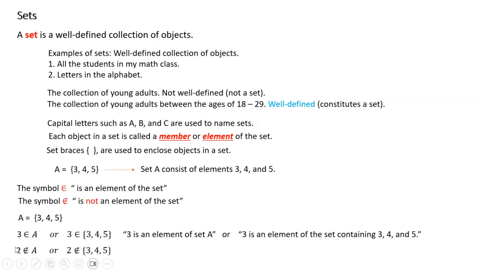This is also true: 2 is not an element of A, because 2 is not in the set A. Or 2 is not an element of the set containing the elements 3, 4, and 5. And this is how you read it: 2 is not an element of set A, or 2 is not an element of the set containing 3, 4, and 5.